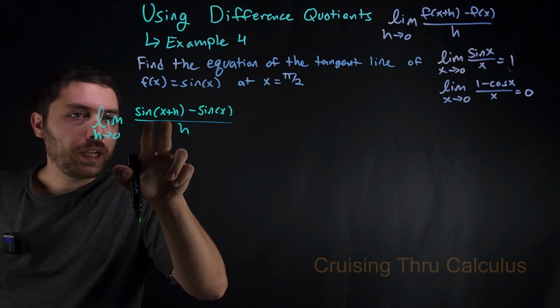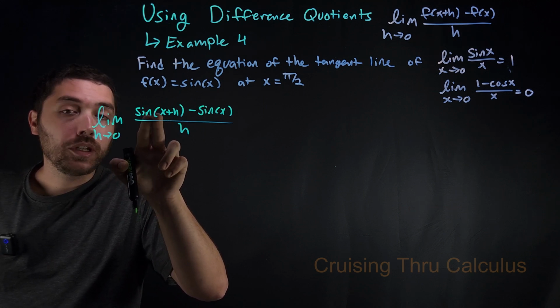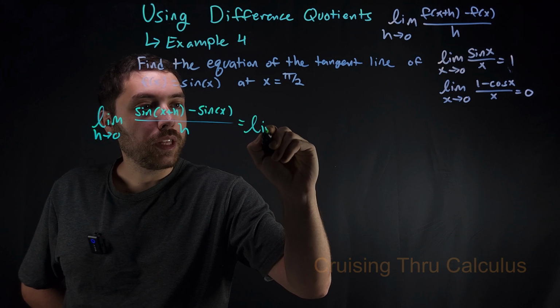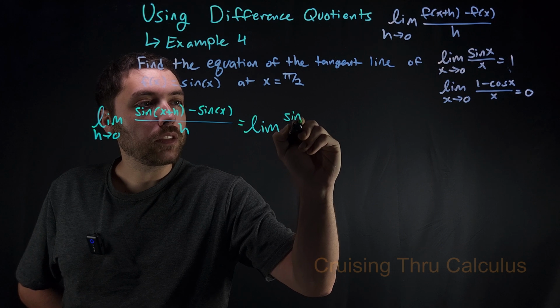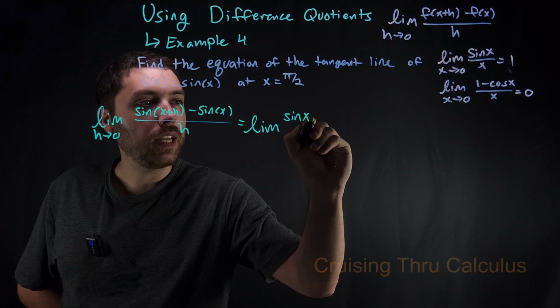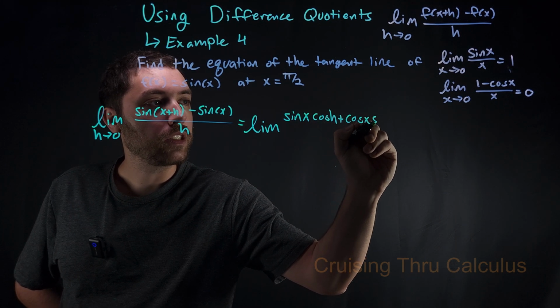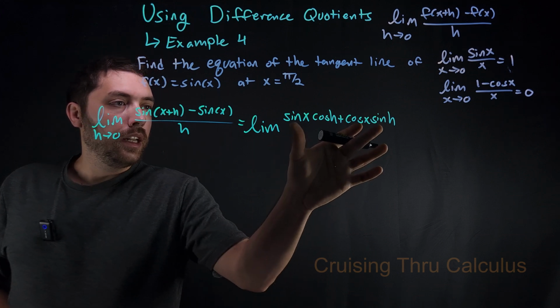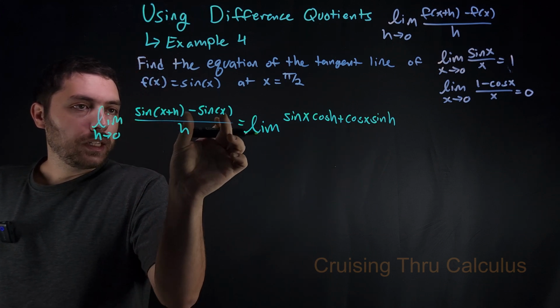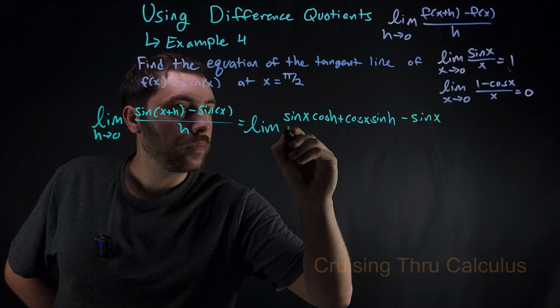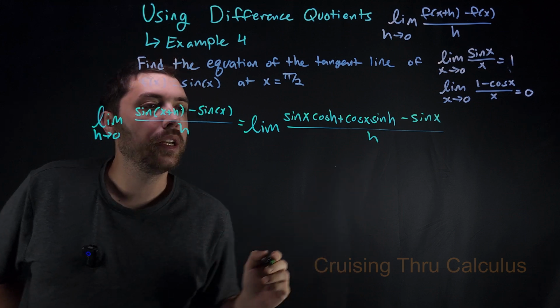Okay, now right here we have the sine of x plus h. We can actually expand that. You might have to do a quick refresher on that one, but there is a formula for expanding it, so let's do that. We're going to get sine x cosine h plus cosine x sine h. Now that was just this part being expanded. Let's not forget that we have a minus sine x at the very end here, all over h.